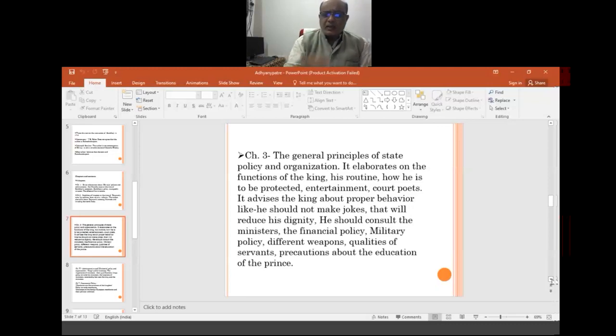He should consult his ministers about the financial policy and military policy. The text also talks about the different weapons, what kind of servants you should employ, the qualities of a servant, and how the prince is to be educated.